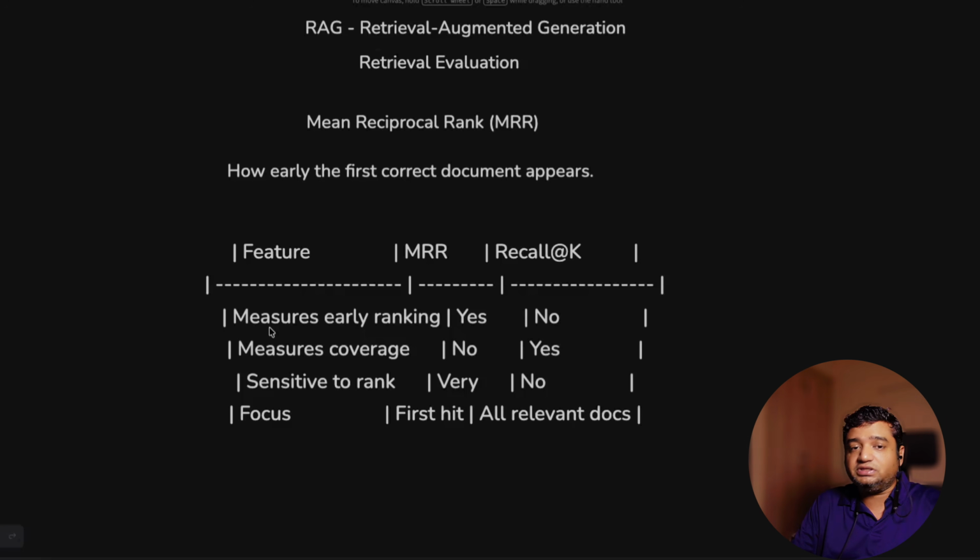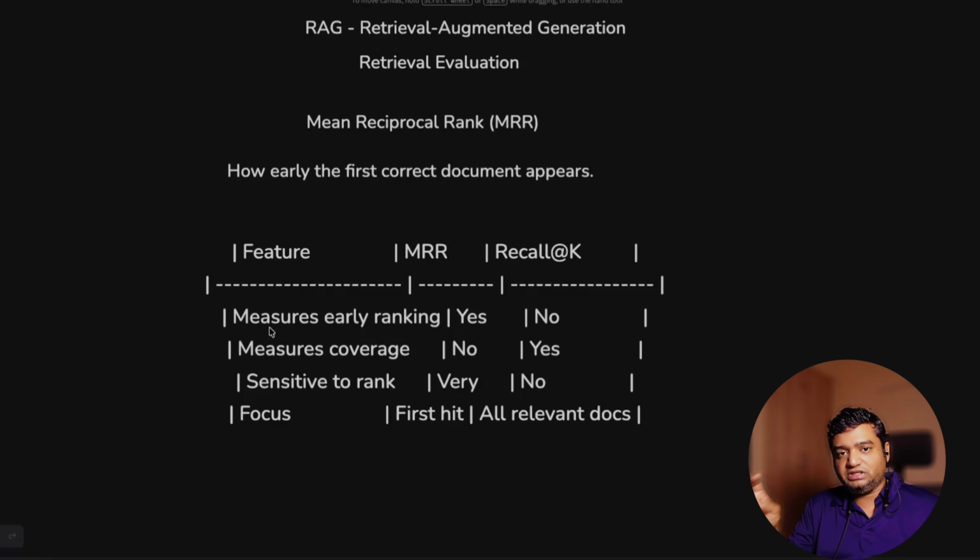Recall measures the coverage, because in recall we look at how much of the total relevant information present in the vector database has been retrieved. MRR is very sensitive to rank. Recall is not; MRR focuses on the first hit. Recall is used when you want all the relevant information, like in the insurance domain, the policy domain, or factual information. You want all the relevant information to be retrieved. In that case, recall is used.